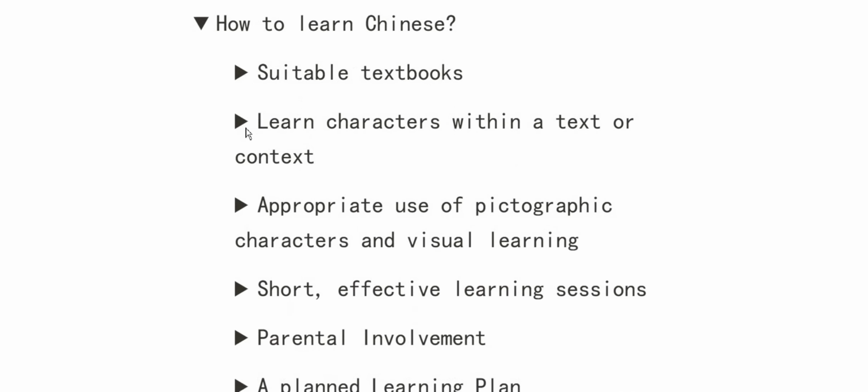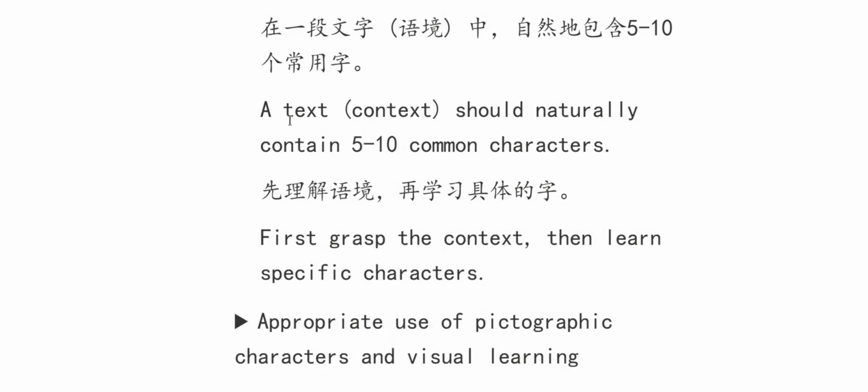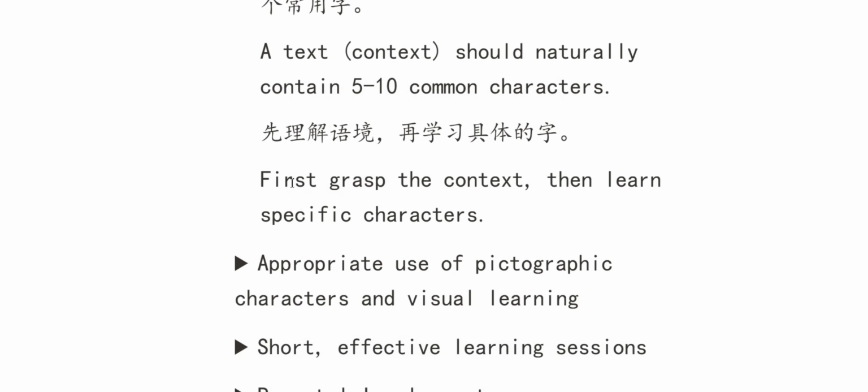The second point is learn characters within a context. A text or context should naturally contain 5 to 10 common characters. We need to first grasp or understand the context, then learn specific characters within this context.